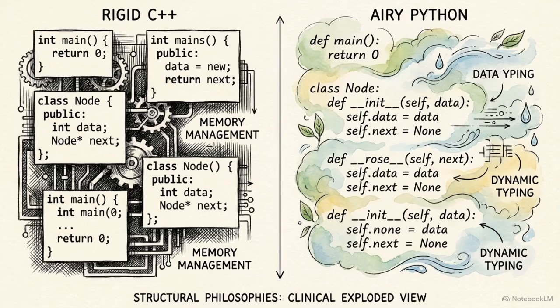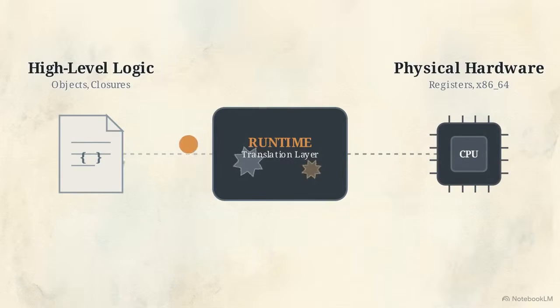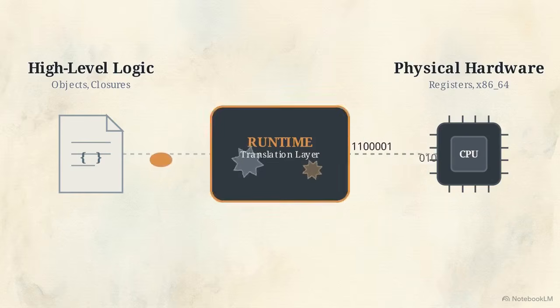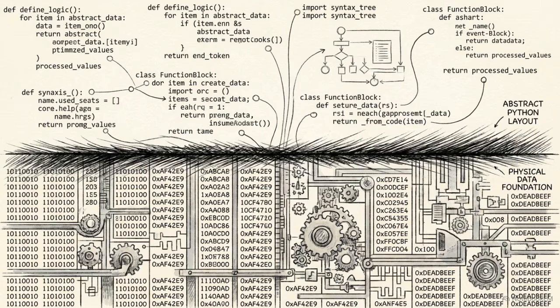To bridge this divide, we use sophisticated virtual machines and runtimes, such as CPython and Google's V8, predominantly engineered in C and C++. These runtimes act as the translation layer between high-level logic and physical hardware. This creates a semantic divide known as the abstraction gap, the space where human-readable code must be systematically stripped of its convenience to become machine executable.